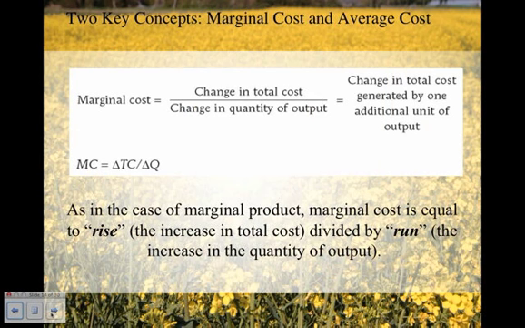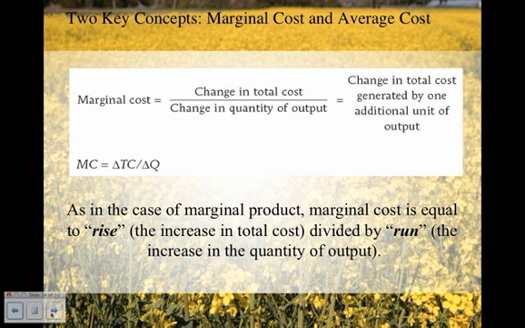Two key concepts: marginal cost and average cost. Again, we talked about marginal product. Marginal cost is the same idea, looking at the total cost going from one product to a second product, and subtracting that, and that will give you your marginal. So anytime you see the word marginal, it's going to be a difference from one to the next.